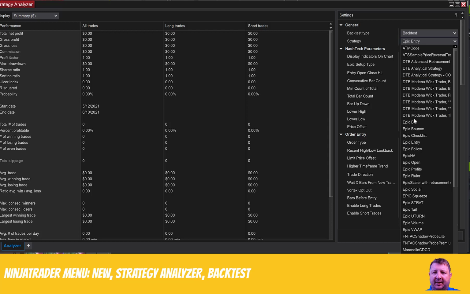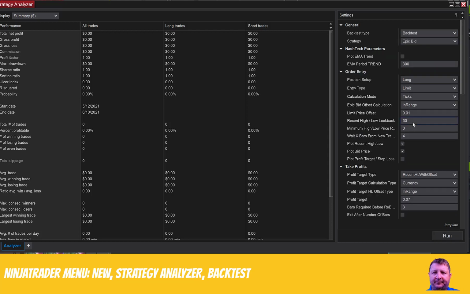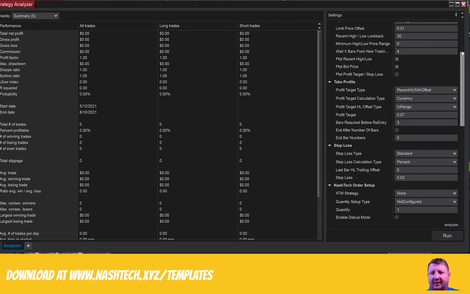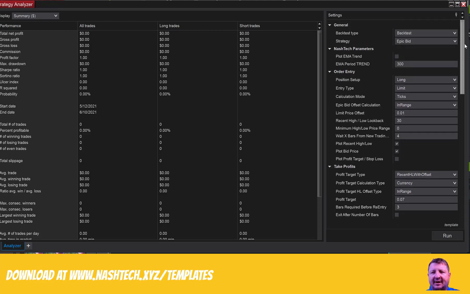You're going to choose Epic Bid from your list. And if you notice, you're going to see the same settings as we had for the strategy when we added it on the chart. And you're also going to notice a few different ones. You're not going to have to enable it or anything like this because we're really setting the same variables, but we're looking at how that backtests historically. So what we have here is the default.